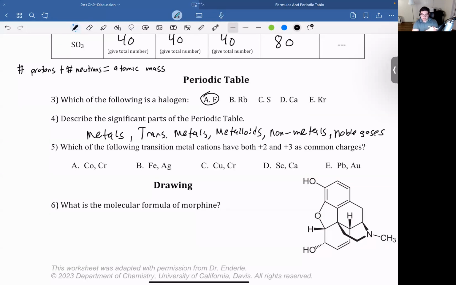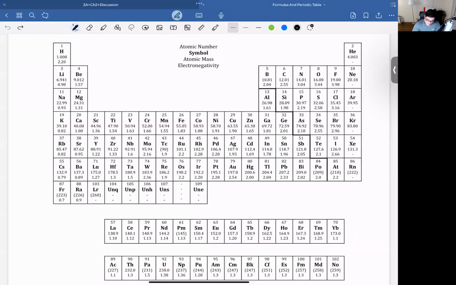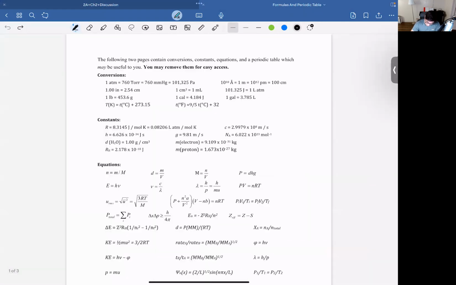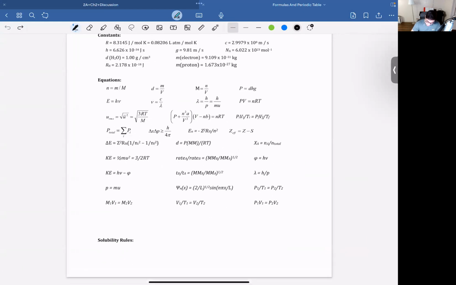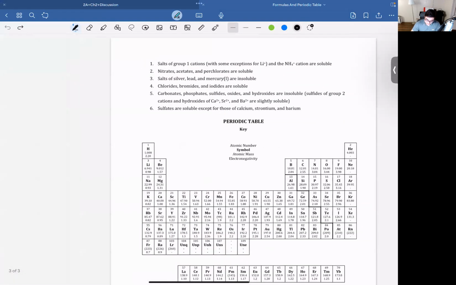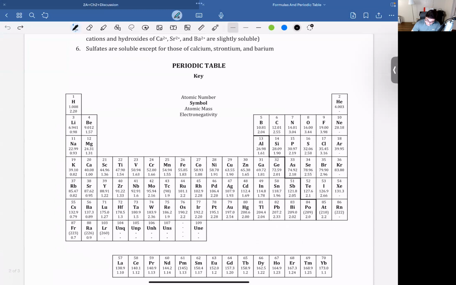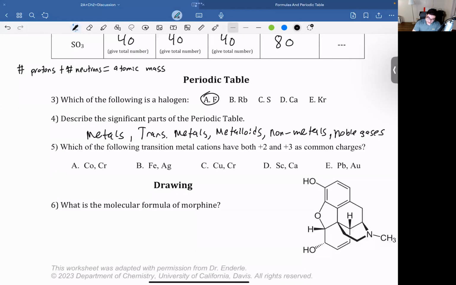Great, no, that's it. Number 5 says, which of the following transition metal cations have both a +2 and a +3 as common charges? So I don't believe this is something you will be given on a test. That is correct. So this is going to be something that you will just have to memorize. So the ones with +2 and +3 are going to be copper and chromium. Those both have those as common charges. That just ends up becoming a memorizing thing.